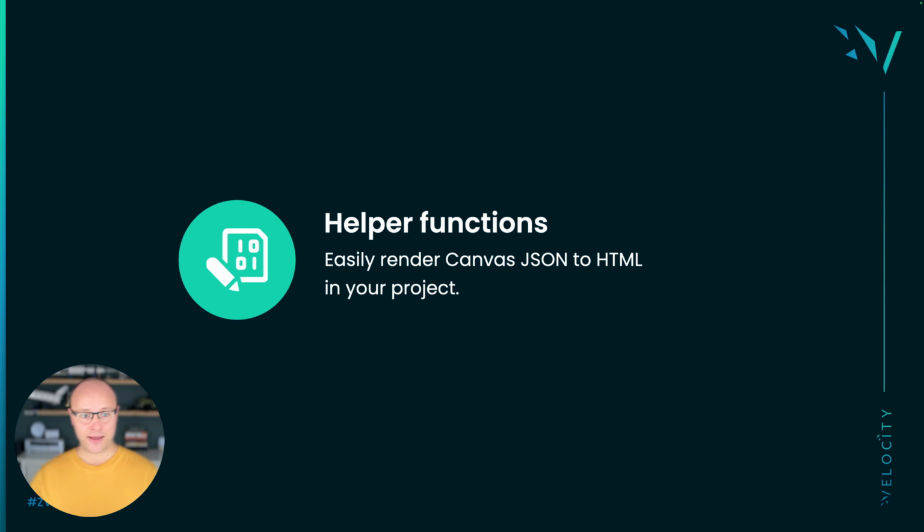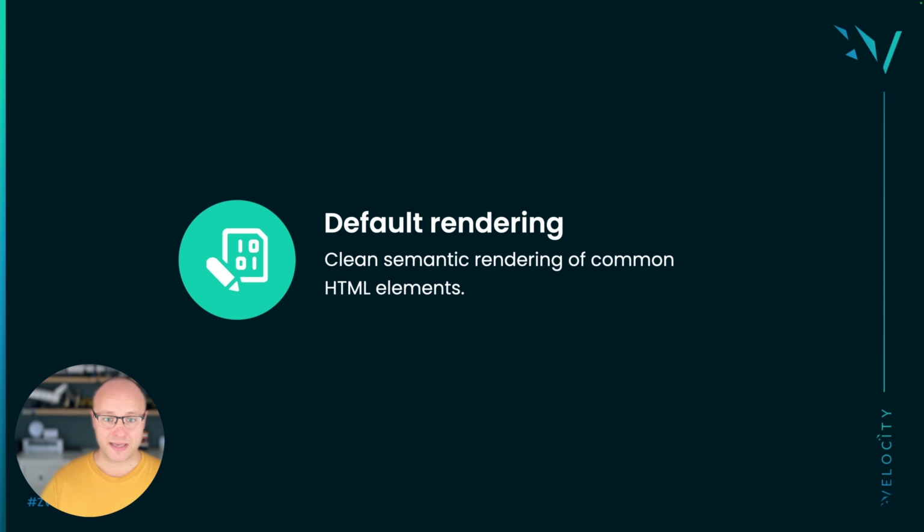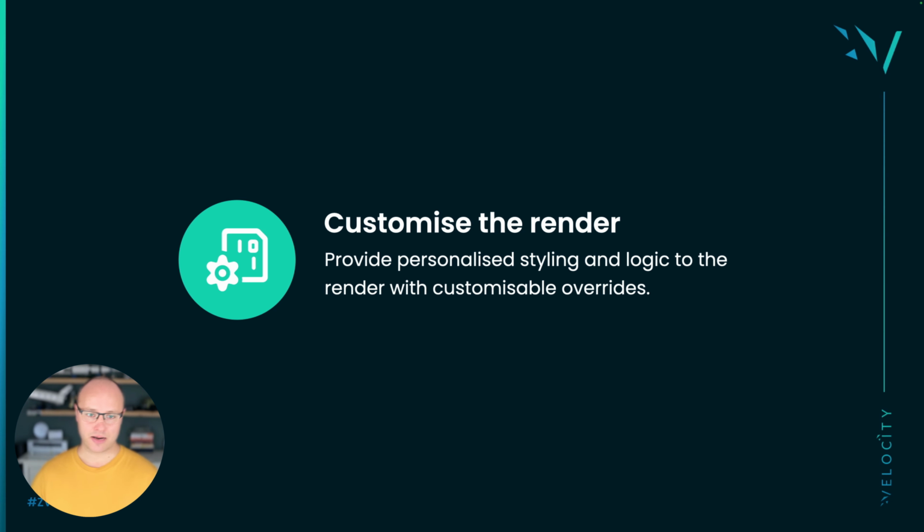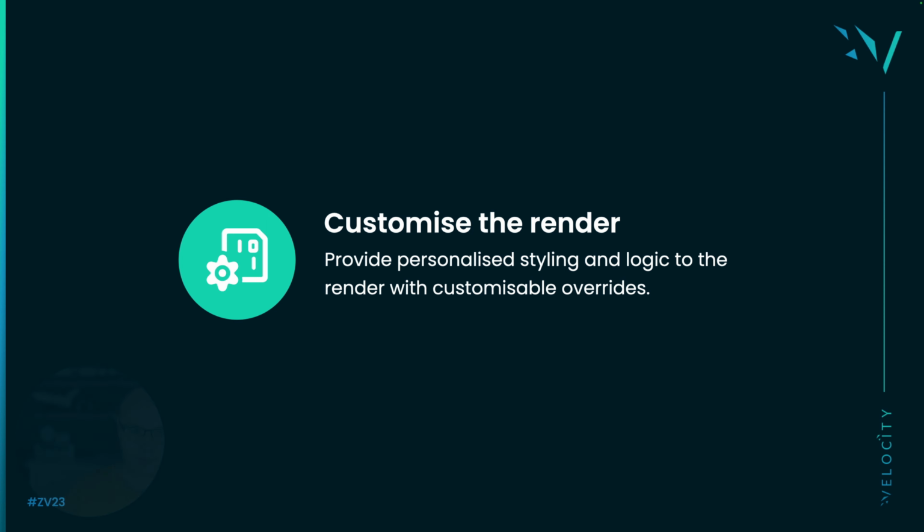And to make it easier to get that content out of Contensis, we're going to provide a bunch of helper functions to render that canvas JSON as HTML in your project. There'll be a default rendering of clean semantic HTML, so using correct HTML elements to represent that content, but also giving you the ability to customize that render. So you might want to add personalized styling, or additional classes, or additional wrappers around particular content in those components that you're going to render in your front end site. So let's take a look at Canvas in a demo.